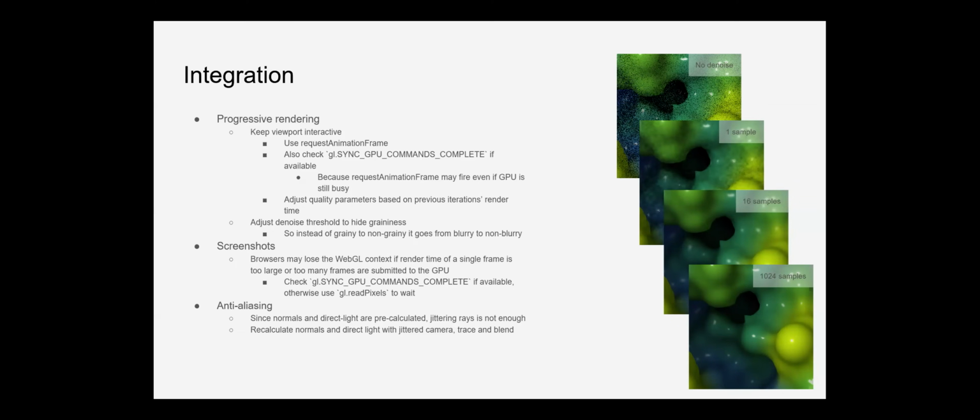And then for anti-aliasing, since we have textures as input, we cannot just jitter the rays. We actually have to jitter the input as well. So we can do that every few iterations when we're sampling.